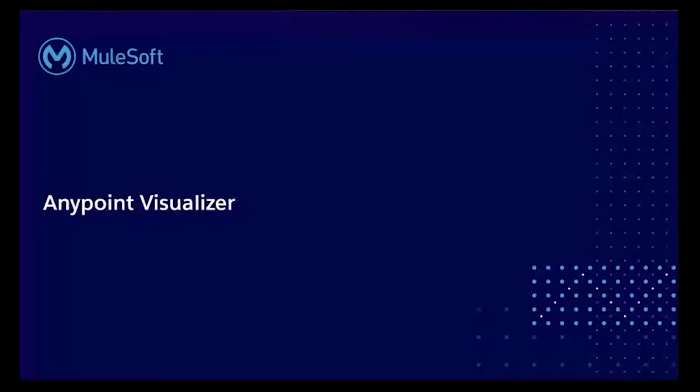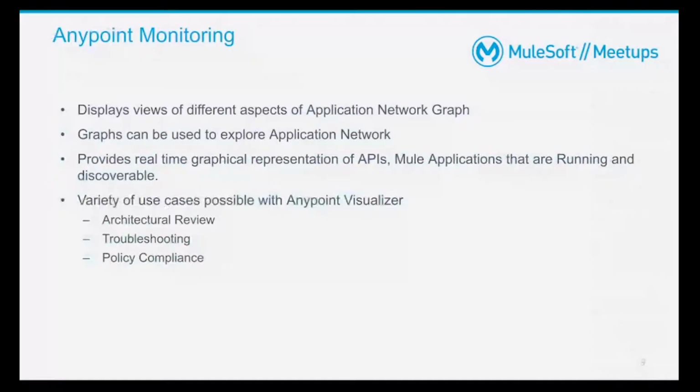Let's talk about Anypoint Visualizer. It is used for different aspects of your application network graph. Graphs can be used to explore your application network. It also gives you a real-time representation of your APIs and Mule applications that are running and are discoverable. It solves a variety of use cases. You can do an architectural review, troubleshooting, and also policy compliance.